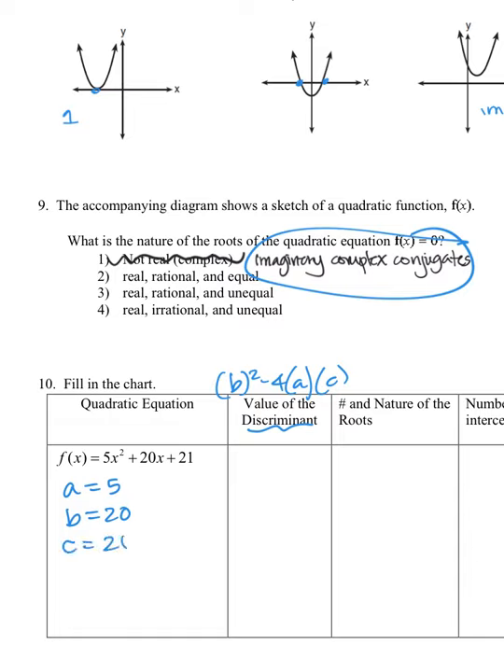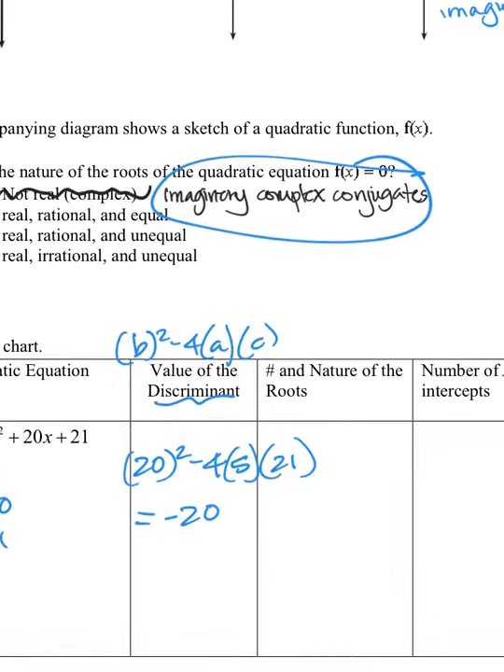So if we put those into our discriminant, we get 20 squared minus 4, A is 5 and C is 21. And if you calculate that out, it gives us negative 20. Now, just as we did above, we could say what is the nature of the roots and how many. With it being negative and less than 0, we're going to have 2 imaginary solutions.